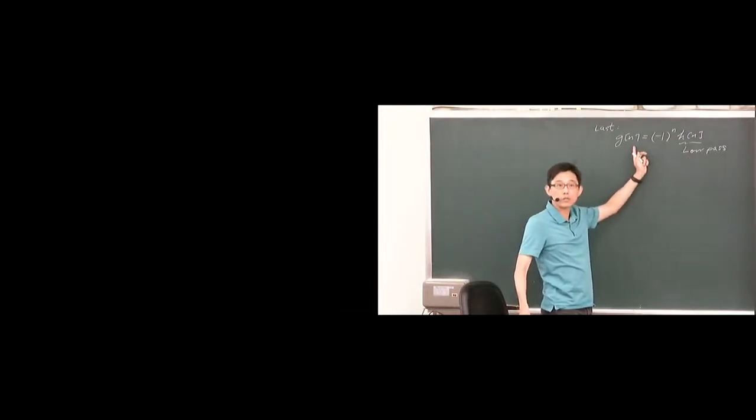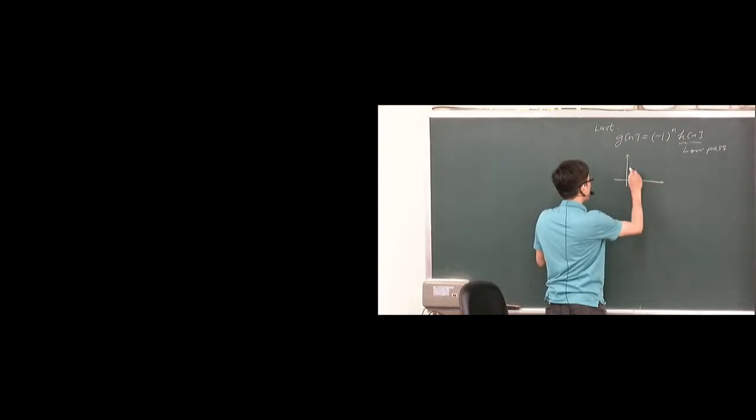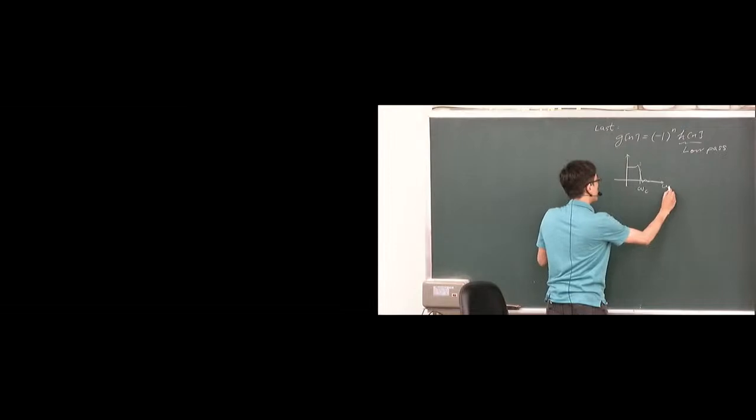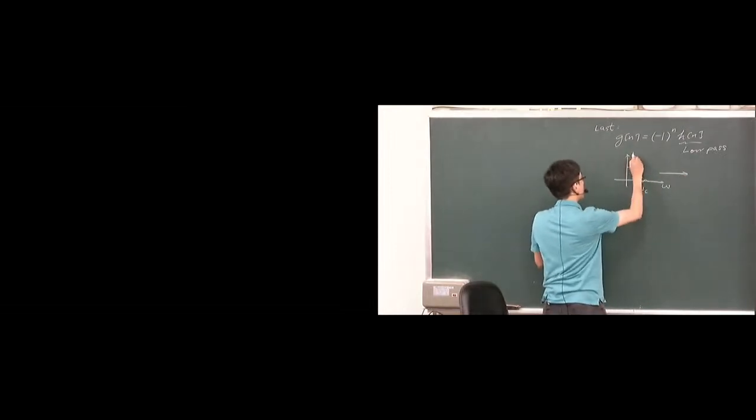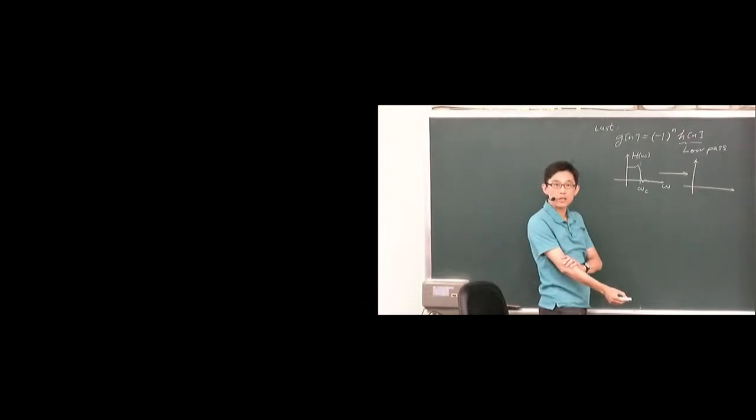The idea is that if you go to the frequency domain, you can show that if the low-pass design has a corner frequency at omega cutoff, and this is H of omega, then G of omega would be a shift of the spectrum by pi, to the right or to the left, doesn't matter, because by pi the result will be the same.